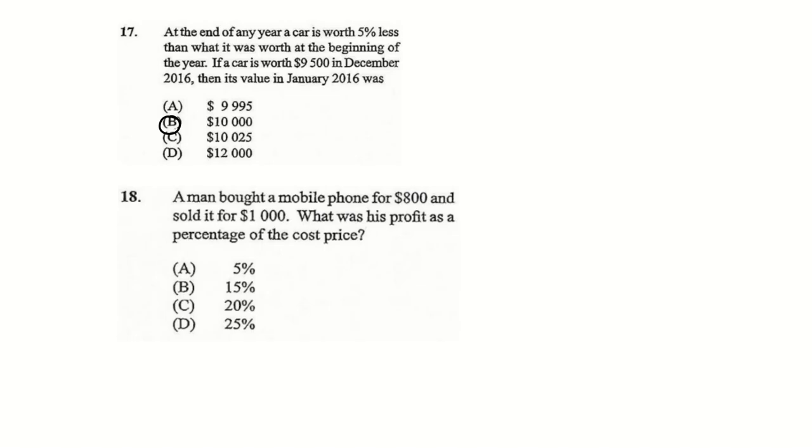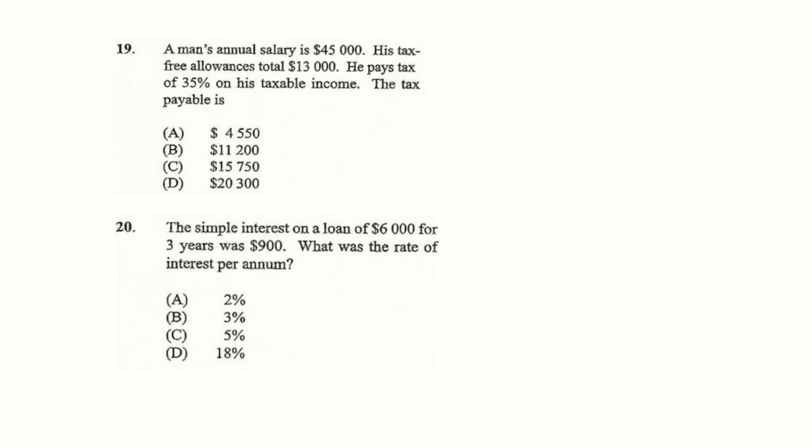A man bought a mobile phone for 800 and sold it for 1,000. What is the profit as a percentage of the cost price? We know that the profit would be 200, so profit percent would be 200 over your cost price, which is 800, multiplied by 100 over 1. Cross out, 25. So the answer is D, 25%.